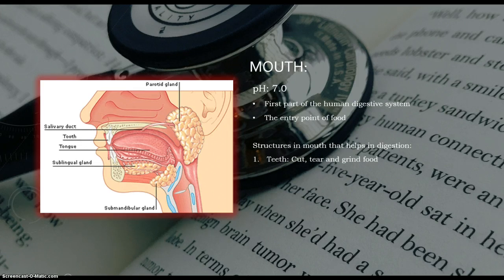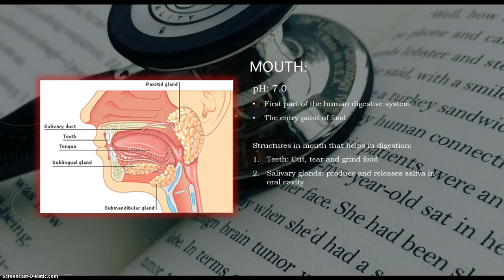Now teeth are of how many different types? Teeth are of 4 different types: incisor, canine, premolar and molar. In the case of adults, the dental formula is 2, 1, 2, 3. And in the case of infants, those who are not adults yet, the dental formula is 2102. Other than this, we have the tongue, which is used as a masticating organ.